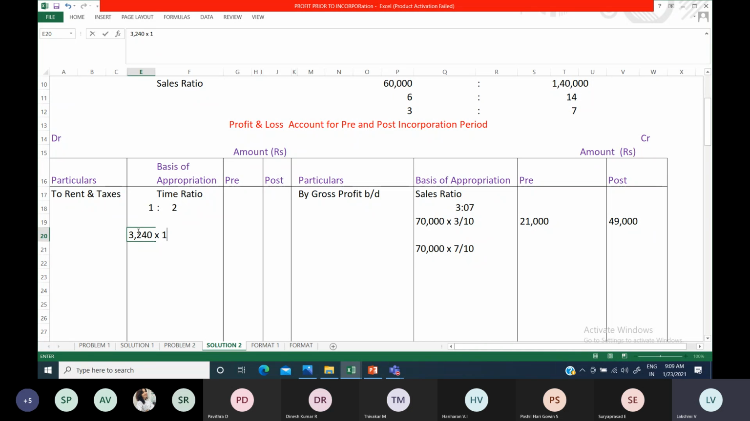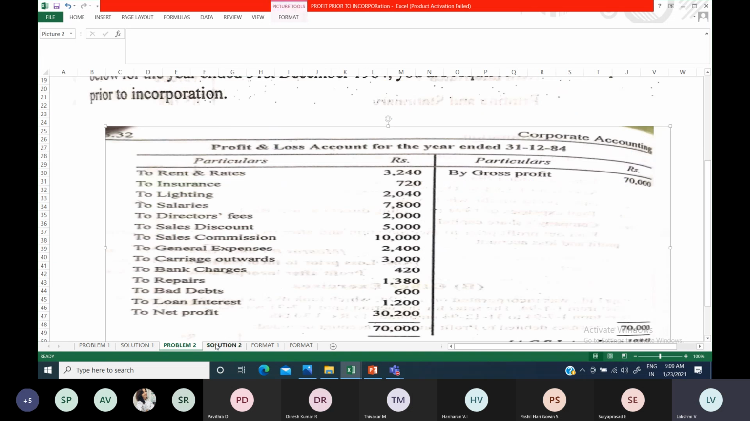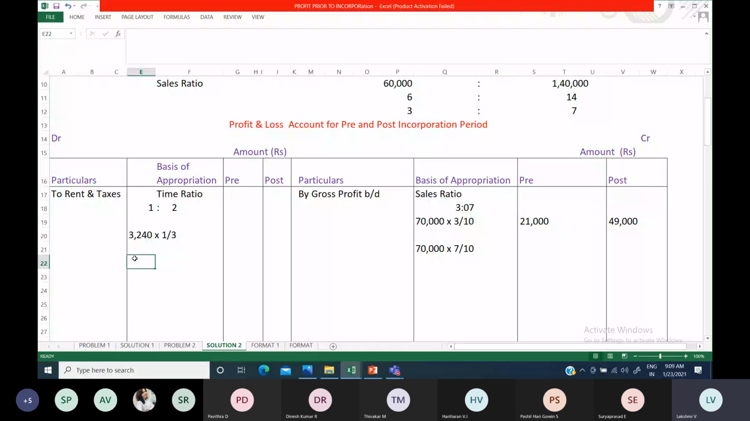3,240 into 1. So 1 is this one. 1 divided by 1 plus 2, 3. So just find out how much amount will come under the pre-column. So 3,240 into 1 by 3. Similarly, 3,240 into 2 divided by 3.